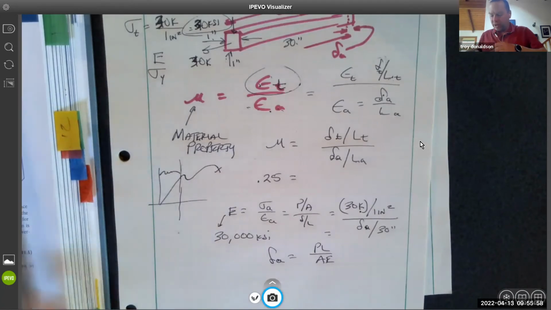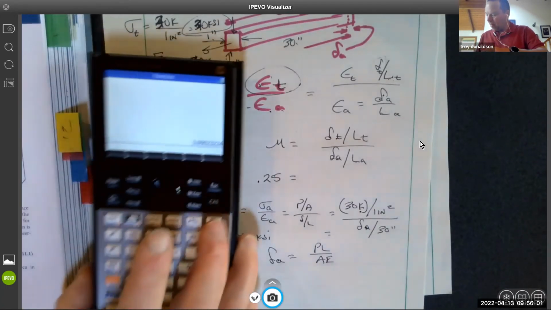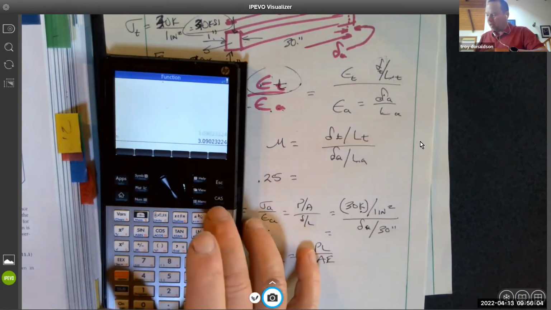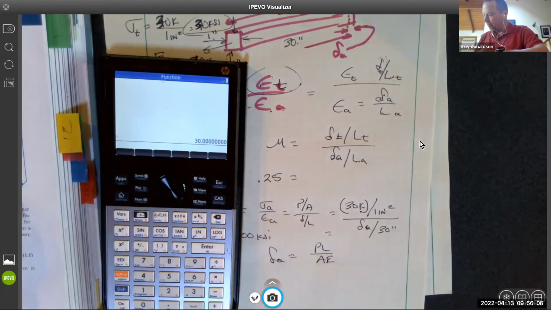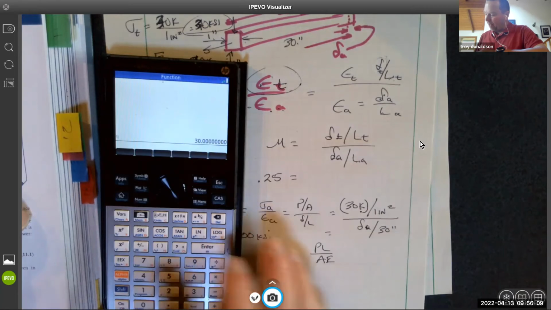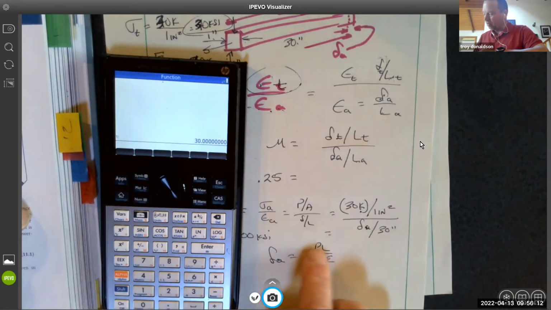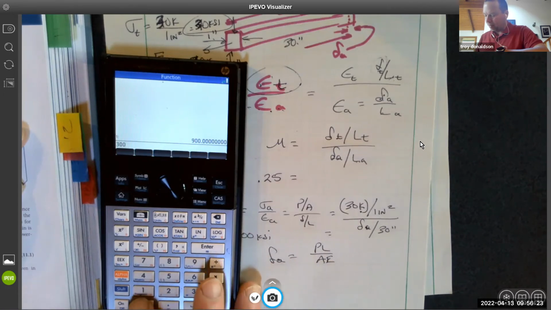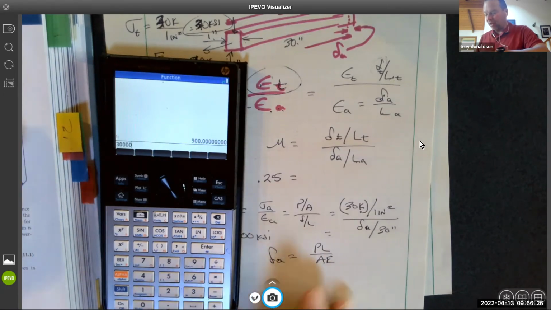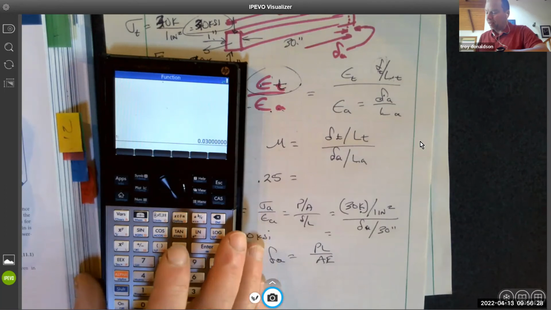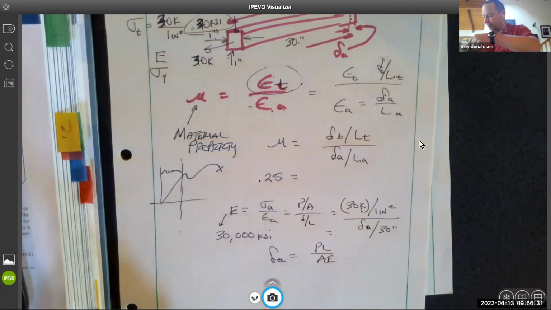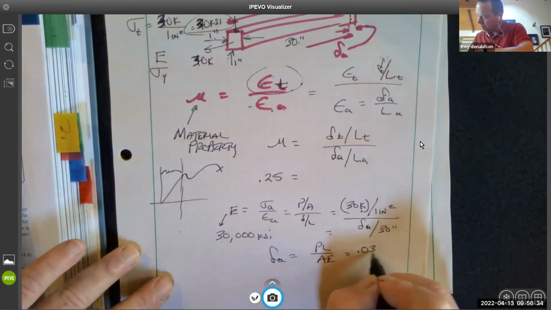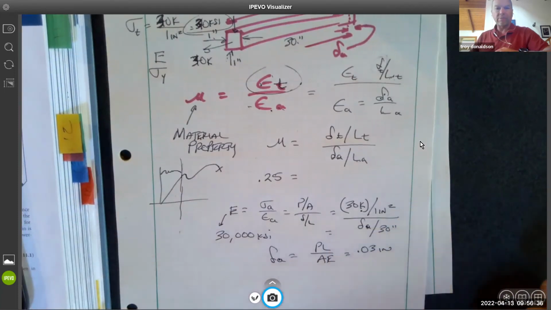All right, let me run this real quick. Guess you get to watch and see how a TI works. I just put in numbers. So I'll put in the P and then I'll multiply by the L, 30. And then I'll divide by the A, which is 1. And then I'll divide by E, which is 30,000 because I'm leaving everything in kips. So it looks like it's 0.03. And that's inches because the kips cross out and we're left with inches.